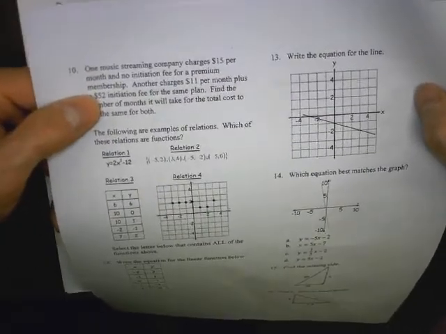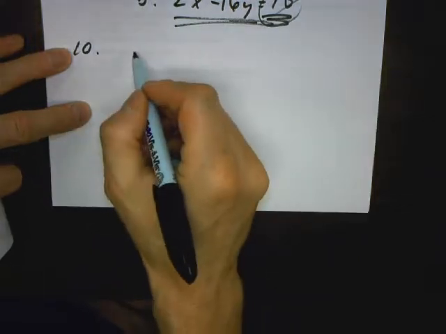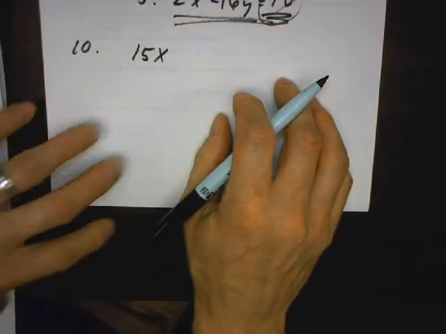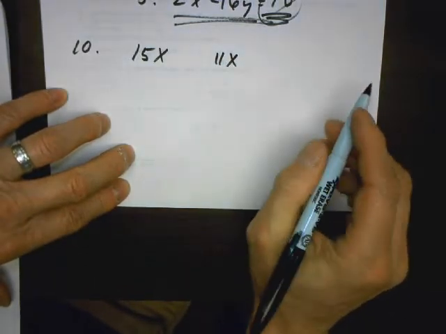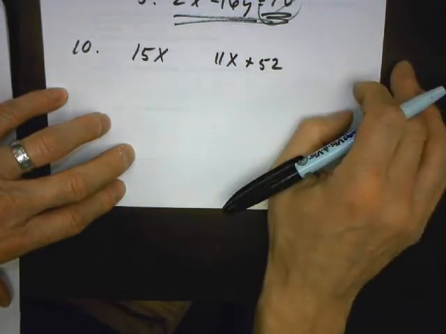Okay, so we had a question. We had one streaming music company that charges $15 per month. Per means it's a rate, means it's each, means it's times. So 15 per month means 15x. The other one is $11 per. 11 per means times, means 11x. $11 per month and a $52 initiation one-time fee means y-intercept.